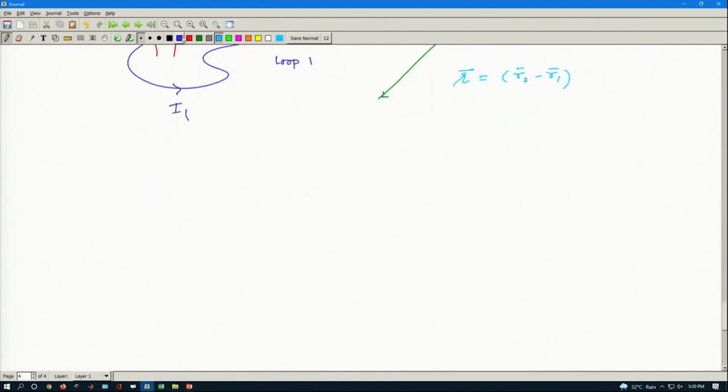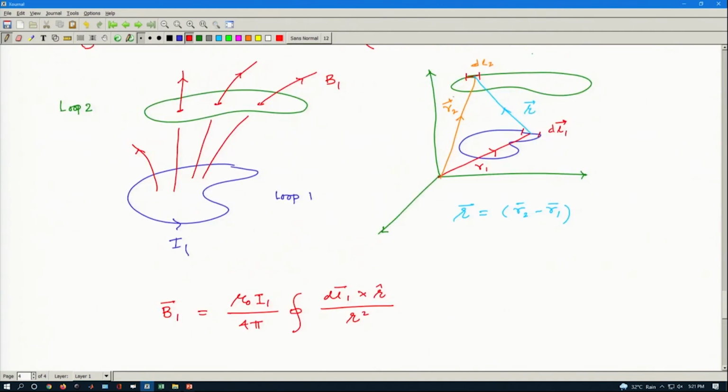Now, I know what my B1 is, let us write straightaway. B1 is mu 0 I1 divided by 4 pi, closed integral dL1 cross unit vector curly r divided by r square. This is the magnetic field due to loop 1 at some point, and this some point is here.